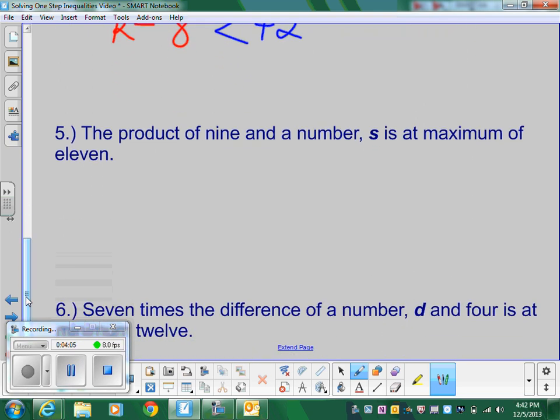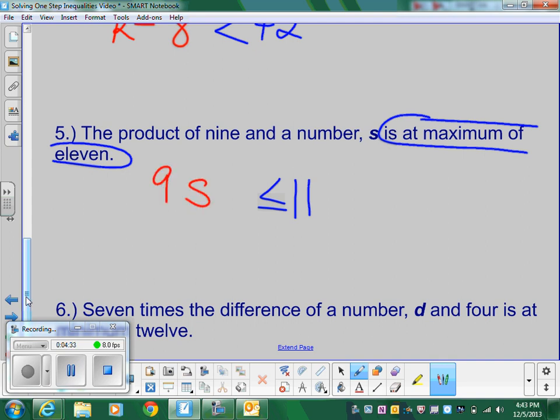In our fifth example, we are focusing on this "is" statement. Once again, we have "is at maximum 11." The maximum means that we have less than or equal to. The rest of the statement can now be translated. The product of 9 and a number, s. Talking about multiplication once again, 9 multiplied by s. Our inequality is now translated.